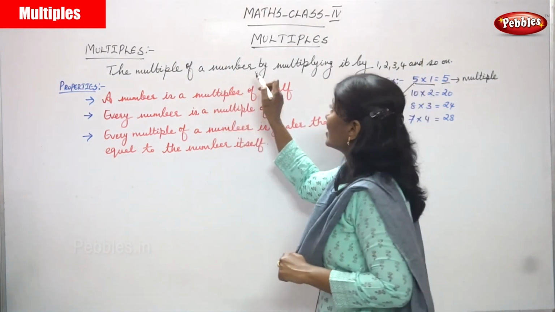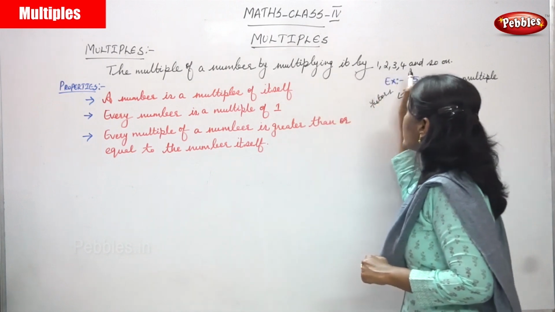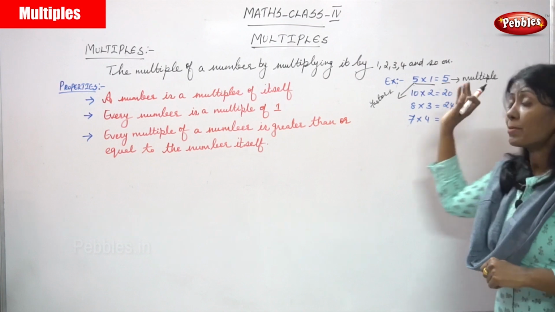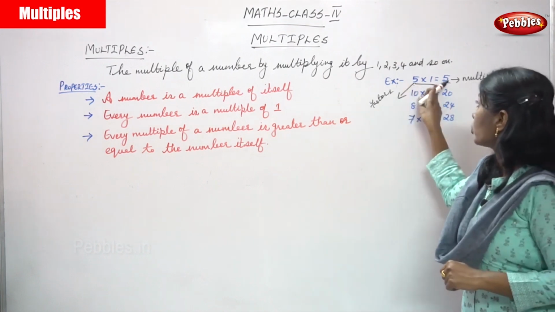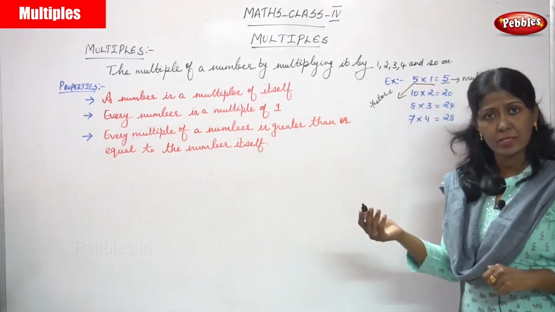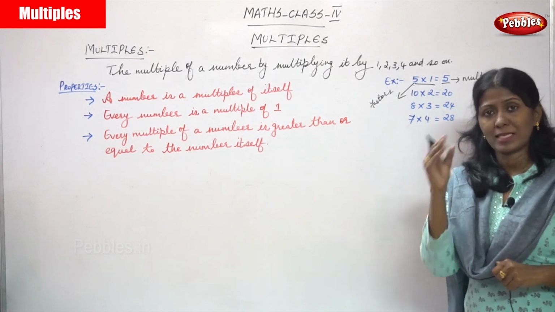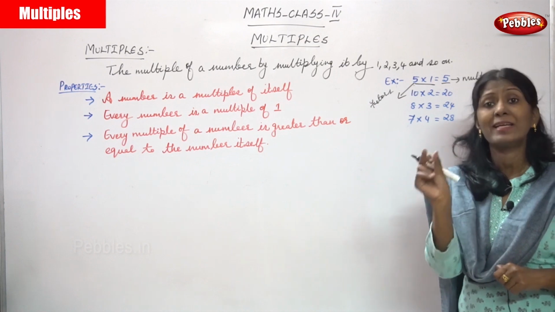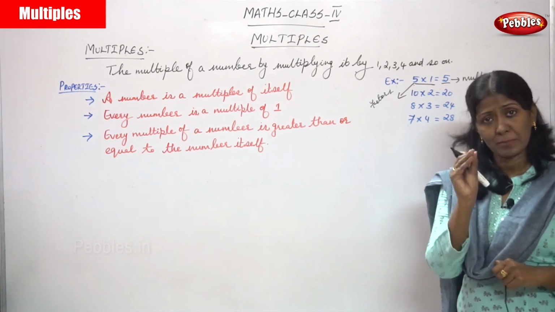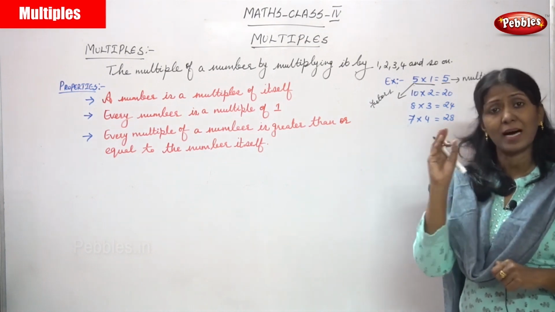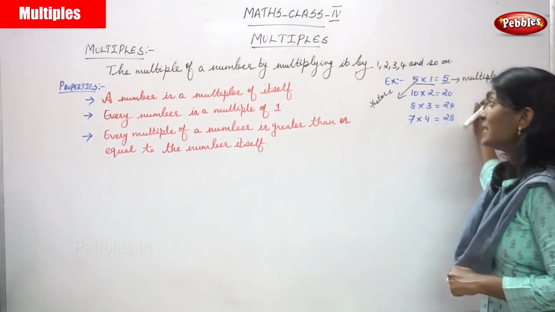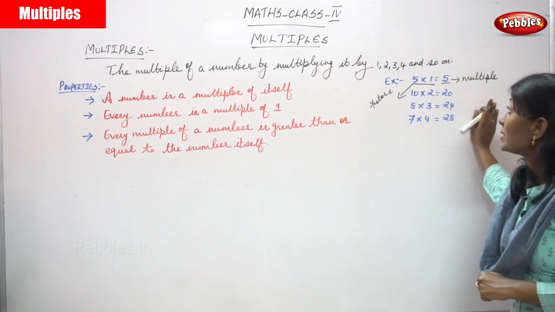So the multiples of a number are obtained by multiplying it by 1, 2, 3, 4. The number here is 5. Which numbers are going to be multiplied? This 5 into 1. So these two numbers are called factors. 5 and 1 are factors. The answer, 5, you got it. That is a product. Otherwise we can call it a multiple. That is what they mention.